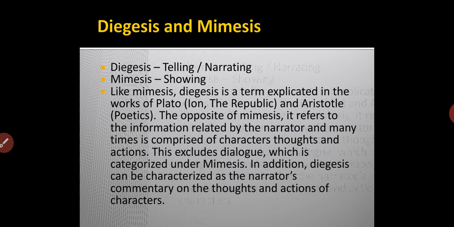This is shown to you, right? Understand the difference, please. Diegesis is what is told to you. Mimesis is what is shown to you. In addition, diegesis can be characterized as a narrator's commentary on the thoughts and actions of characters. So the diegesis basically deals with what the characters are thinking or doing, whereas mimesis is what you see the character doing. Okay.